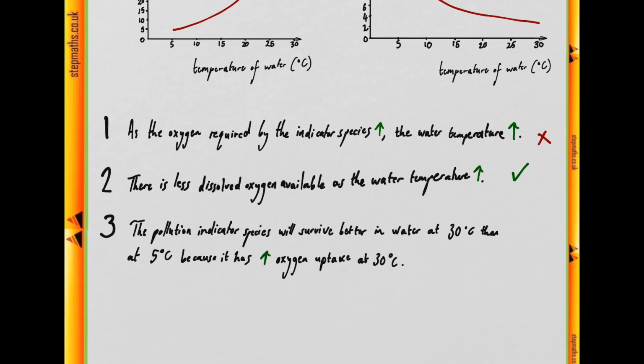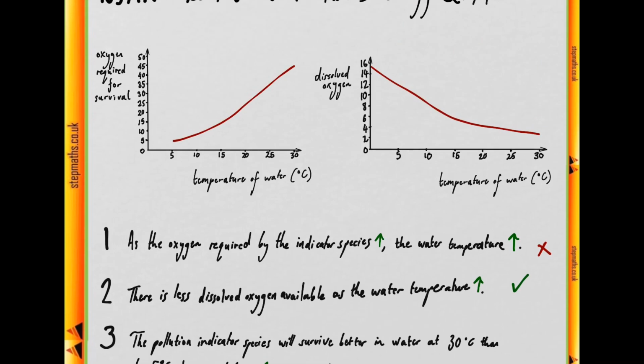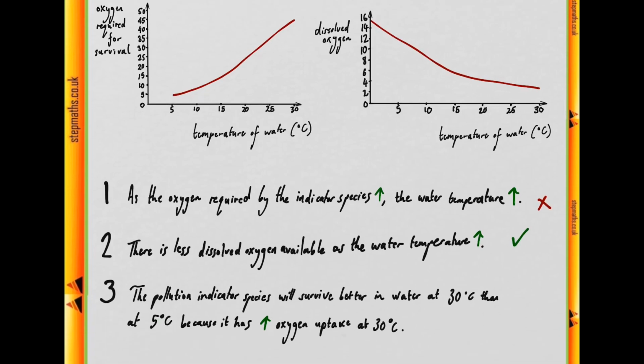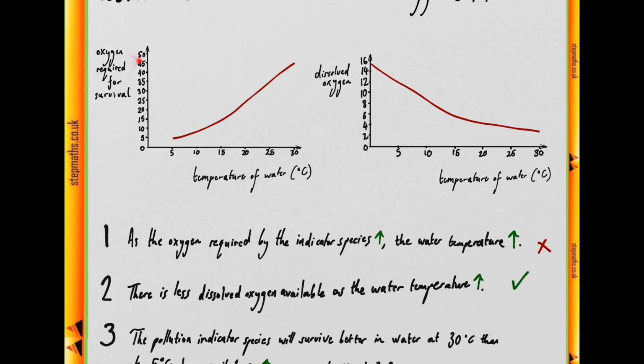Moving on to 3, the pollution indicator species will survive better in the water at 30 degrees than at 5 degrees. We can already say this is suspect, because it has an increased oxygen uptake at 30 degrees. Now, we know this not to be the case. It's trying to trick people who have misread this graph. The oxygen requirement increases as temperature increases.